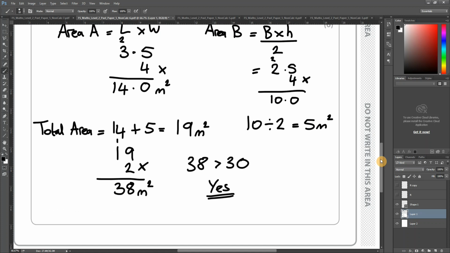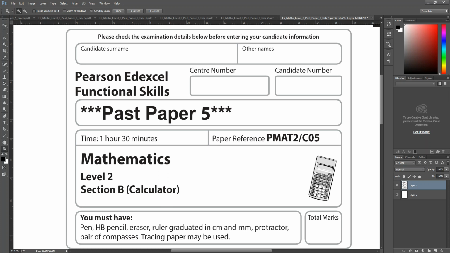So just give me a couple of seconds and I shall put section B on the screen. Okay, so this is section B. This is obviously the calculator paper, so you're going to need a calculator, ideally a scientific calculator, for working out these questions. Let's go on to question 1.